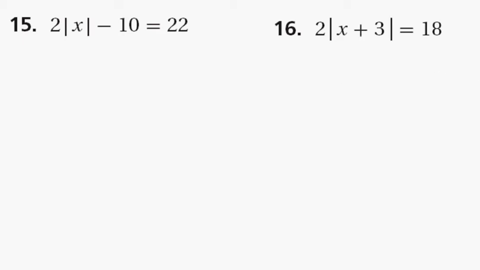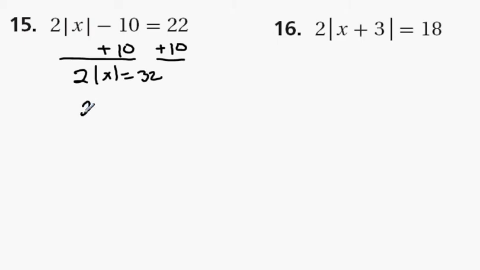Two problems we're going to look at on page 150 are 15 and 16. In 15, again, the goal is to isolate the absolute value. So my first step is to add 10 to both sides of the equation to get rid of the 10 first. So I have 2 times the absolute value of x is equal to 32.